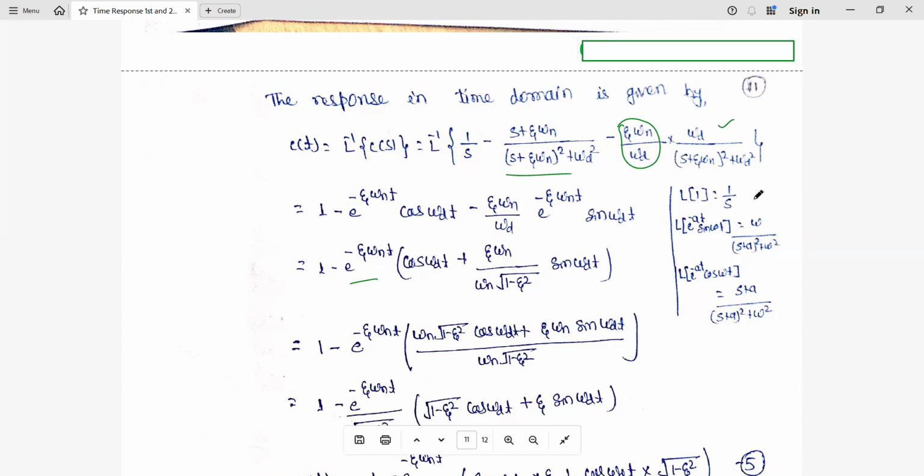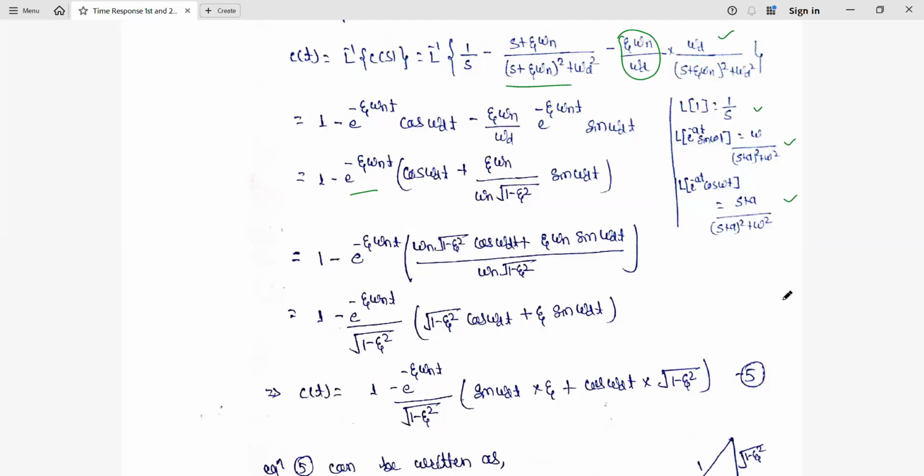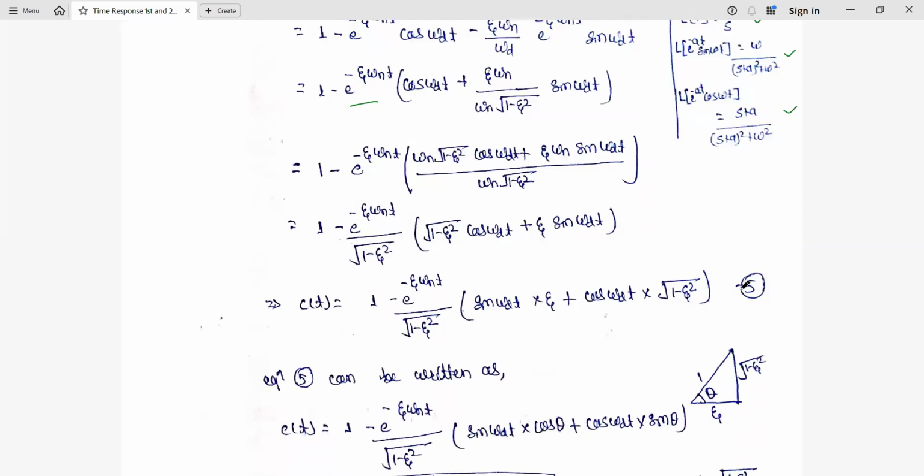So that Laplace transform hint is given here. You can remember this formula. Okay, there is no shortcut for this. So now finally here you will see that we are going to obtain the expression. At last, this is the equation 5. After just simplifying LCM and what is the common term that is taken outside, we have here inside the bracket sine omega dt into damping ratio plus cos omega dt into root under 1 minus square of the damping ratio.